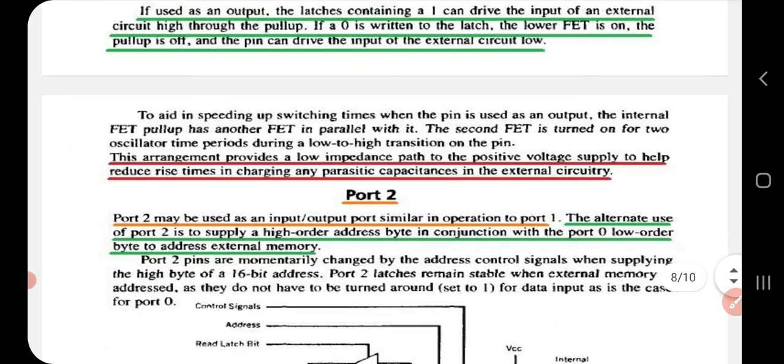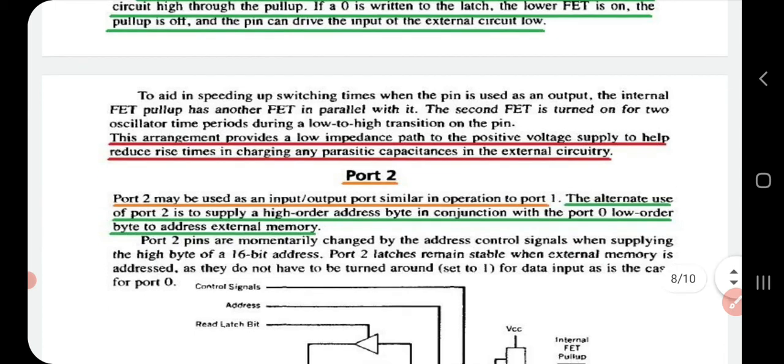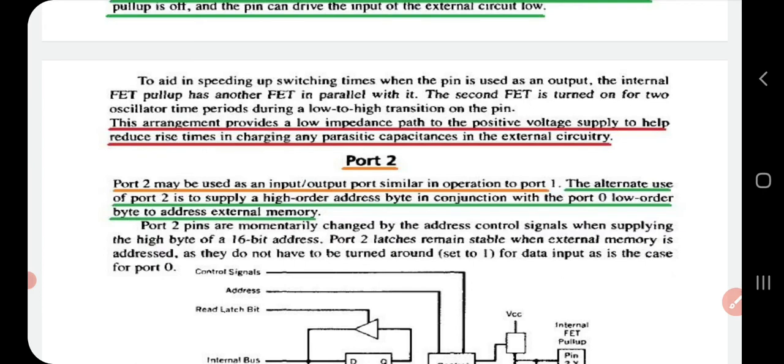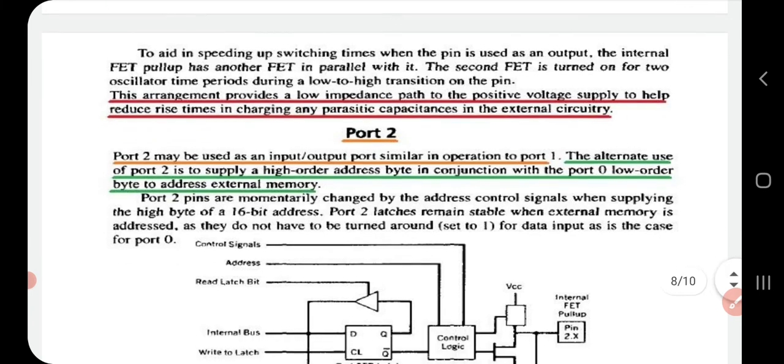Okay, now to help in speeding up switching times when the pin is used as an output, the internal FET pull up will use another FET connected in parallel with it, called the second FET. It will be turned on for 2 oscillator time periods during a low to high transition on the pin. This arrangement will provide a low impedance path to the voltage supply, and this will reduce the rise time in charging the capacitor in the external circuit.